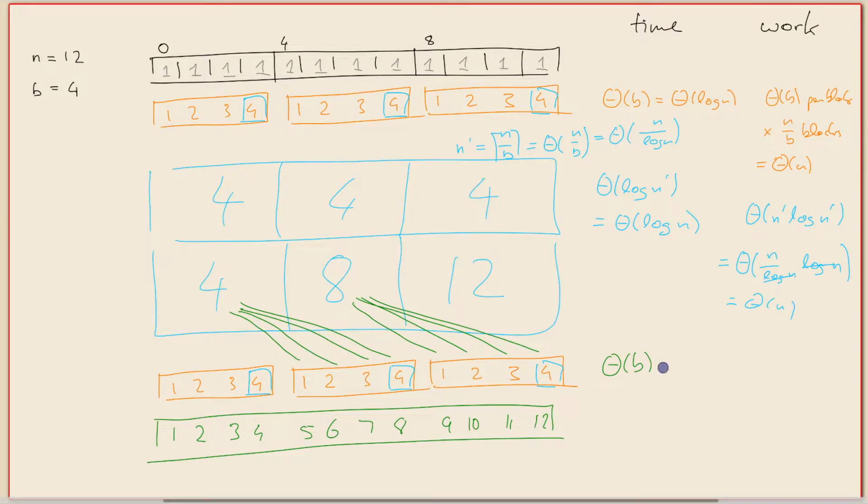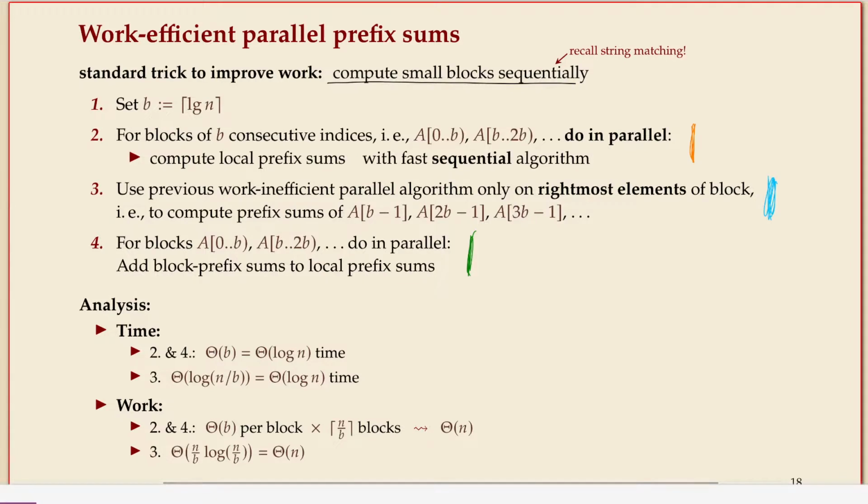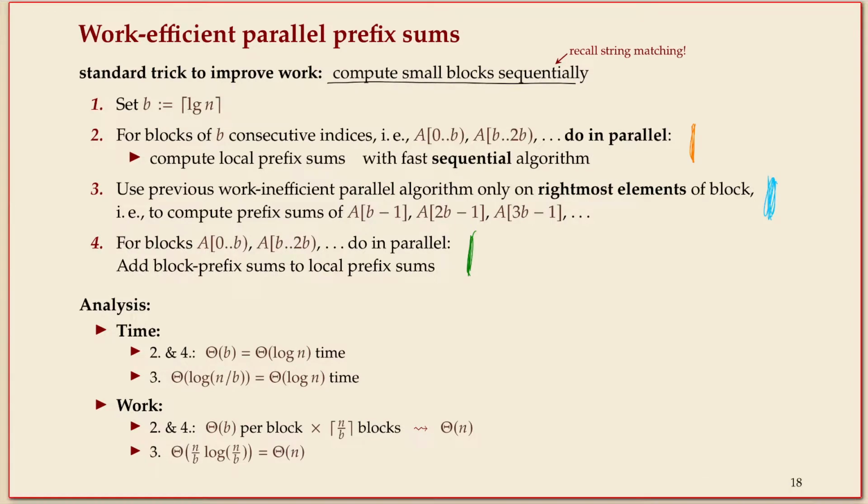And then the green part is, as before, we use n over b blocks, and each block costs us b, so that's linear again. So the overall work is linear for all steps. And that's work efficient because we know that's the best sequential algorithm. Okay? So that's probably the most involved algorithm we'll discuss in this section.